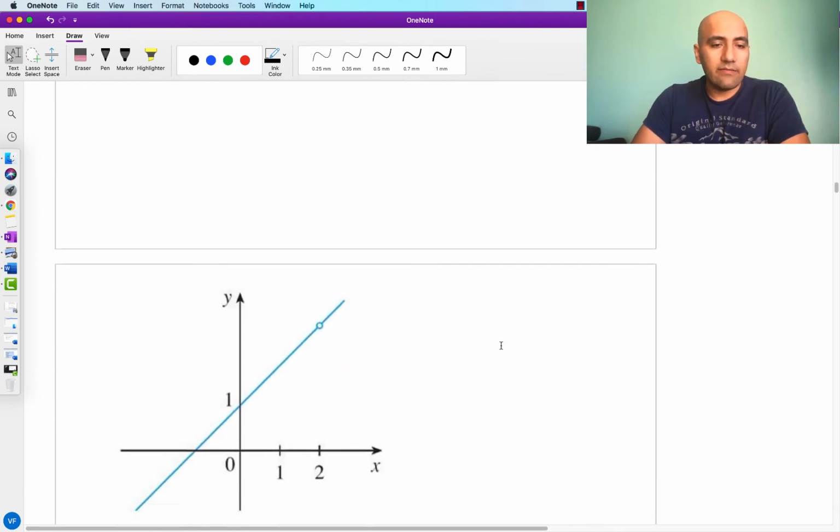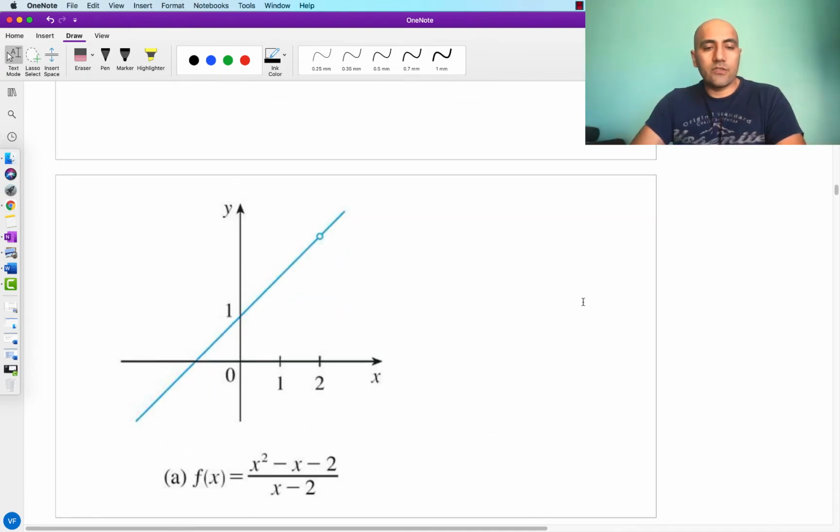Okay, let's look at its graph. If we just graph this function, this is what we're going to get. And just from the graph, we can also easily spot that there's a little hole there. The function is undefined at x equals 2. There's a little hole. That's why this function is discontinuous at x equals 2, or has a discontinuity at x equals 2.